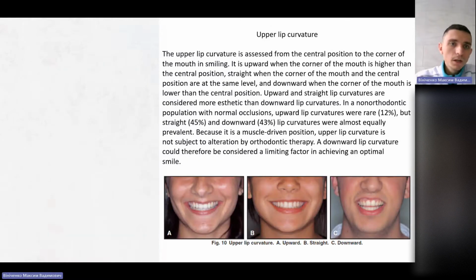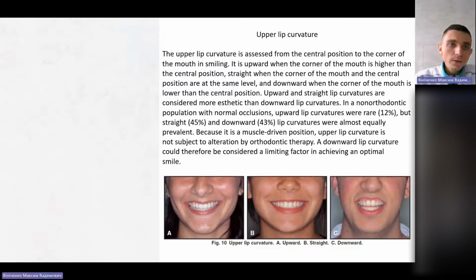Upper lip curvature. The upper lip curvature is assessed from the central position to the corner of the mouth in smiling. It is upward when the corner of the mouth is higher than the central position, straight when the corner of the mouth and the central position are at the same level, and downward when the corner of the mouth is lower than the central position. Upward and straight lip curvatures are considered more aesthetic than downward lip curvatures. So upward and straight, as we could see in pictures A and B, are more aesthetic than downward.